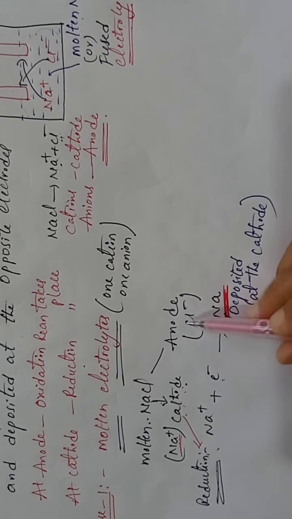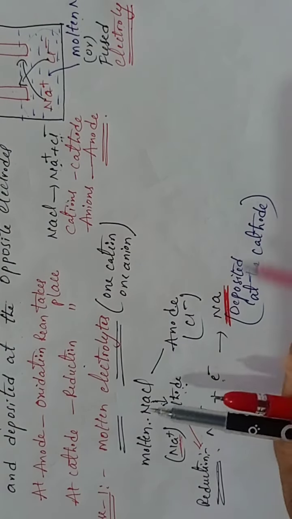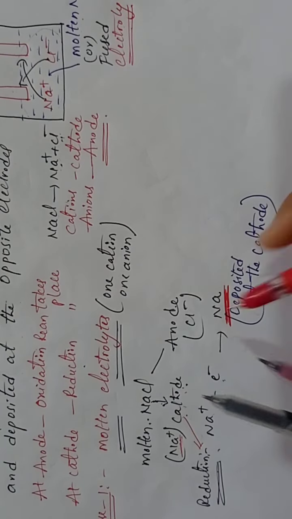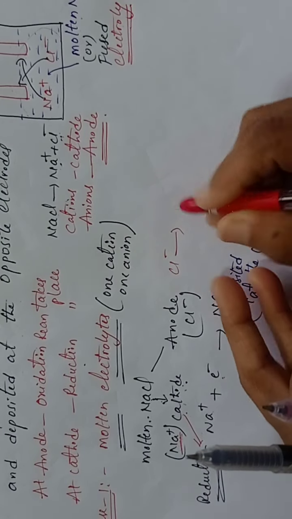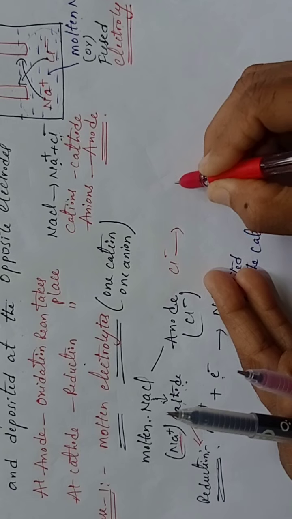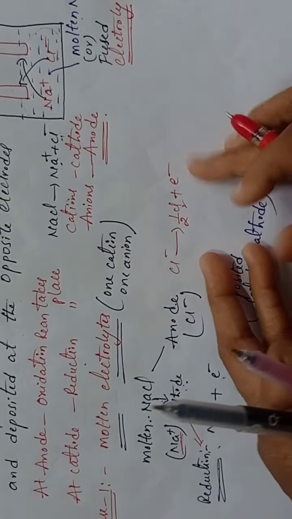At the anode, we know which reaction takes place? Oxidation. Oxidation is nothing but loss of electrons. Correct? Now the Cl minus ion undergoes oxidation. By loss of one electron it becomes half Cl2. That means it becomes Cl2.